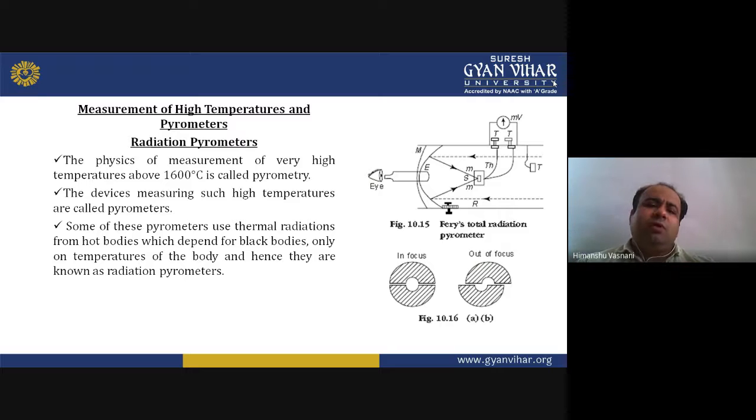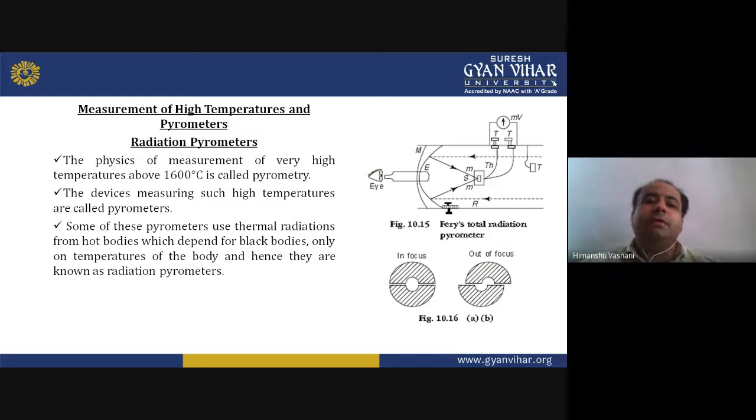And in the iron phase diagram also, you have seen that on the vertical axis the temperature was around 1600 degrees centigrade. That was the limit because the temperature that we last studied was 1538 degrees centigrade on this diagram. So if we go beyond that temperature, then what should we do? Now the physics of measurement of very high temperature above 1600 degrees centigrade is called pyrometry. It is called pyrometry. So the devices used for such high temperatures are called pyrometers.